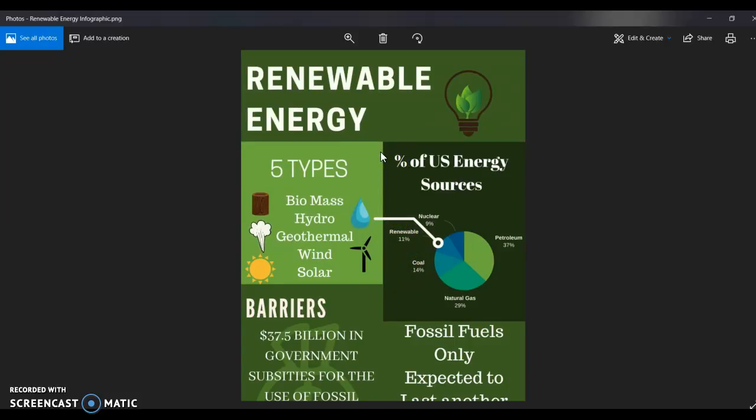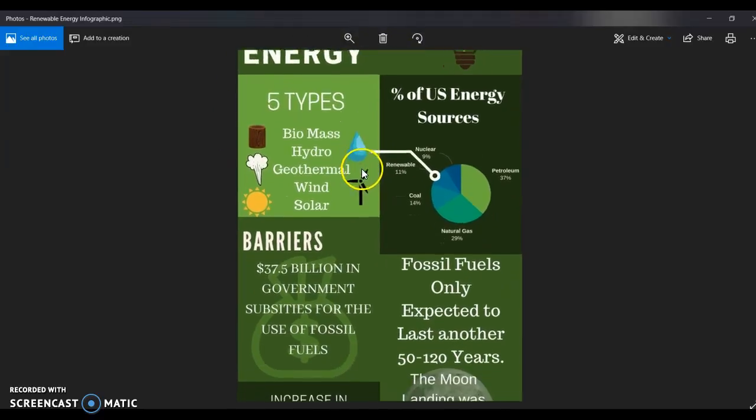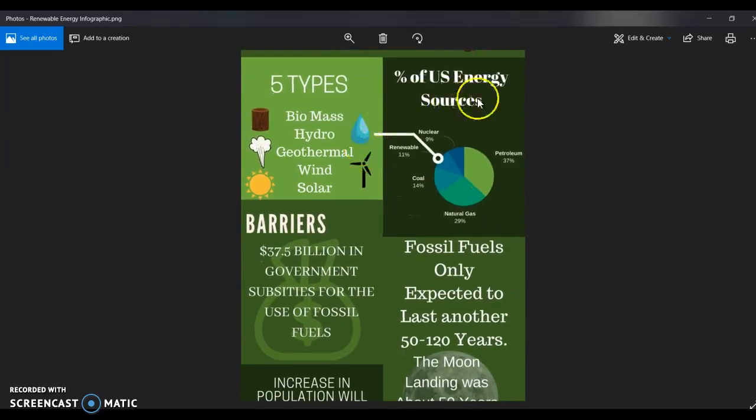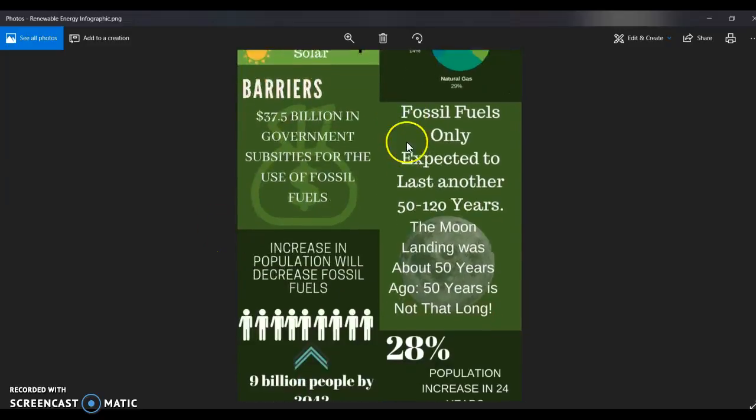I used hierarchy to bring out the information that I wanted viewers to be drawn to first. You can see here that renewable energy, that title, is the biggest. There are also a few other words that stand out in order to draw attention, including the percentage of U.S. energy source, which is 28%, and "Did you know?"